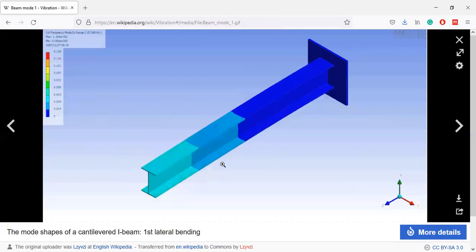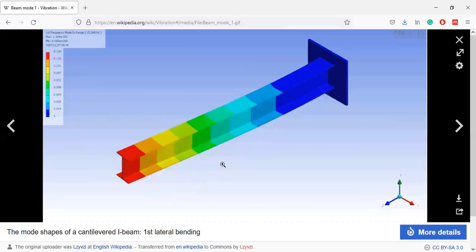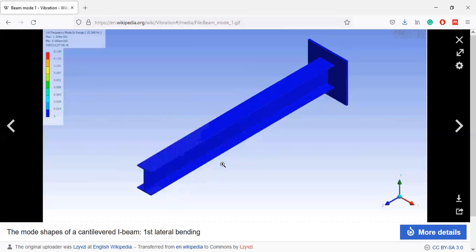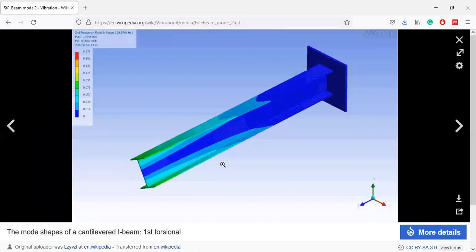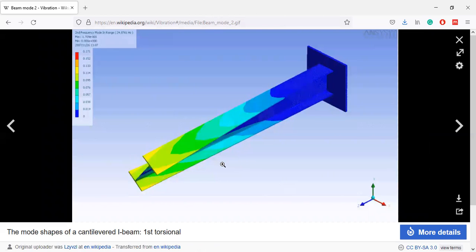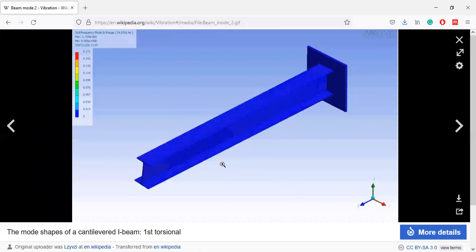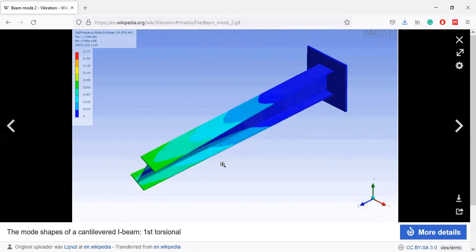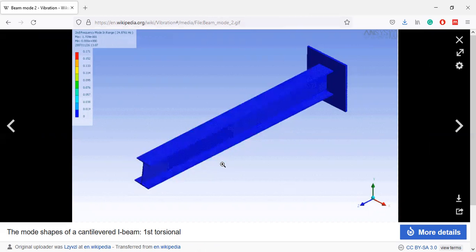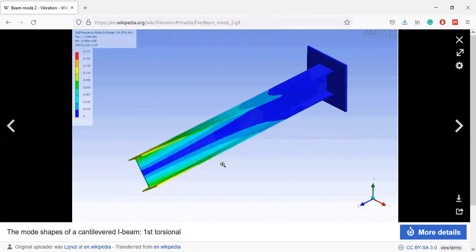Okay, so here we can see one mode shape. The second one is the torsional vibration, which is twisting about its axis. So that is another mode shape of the cantilever I-beam.